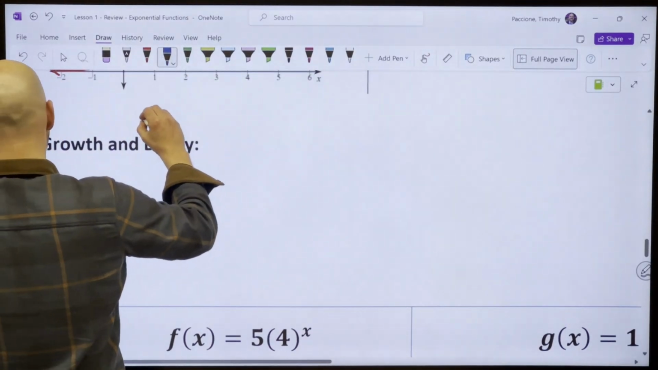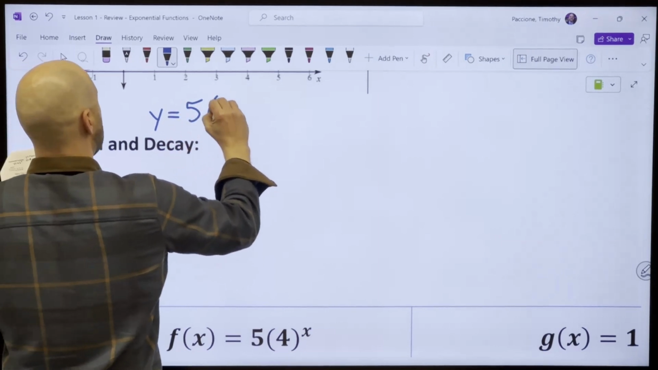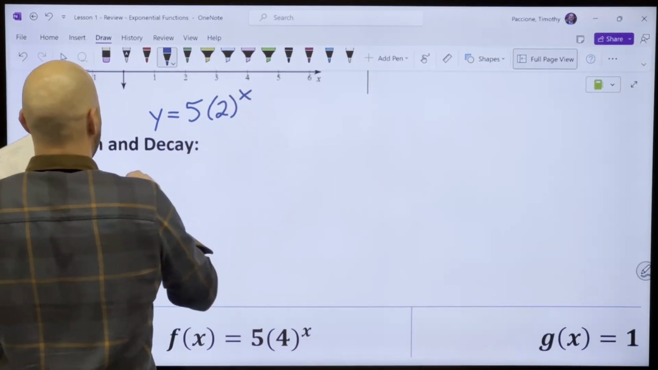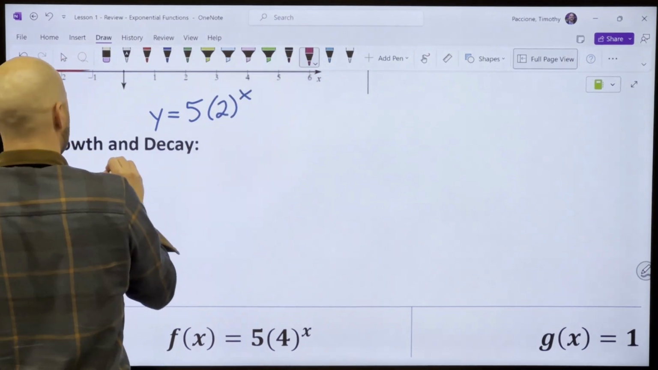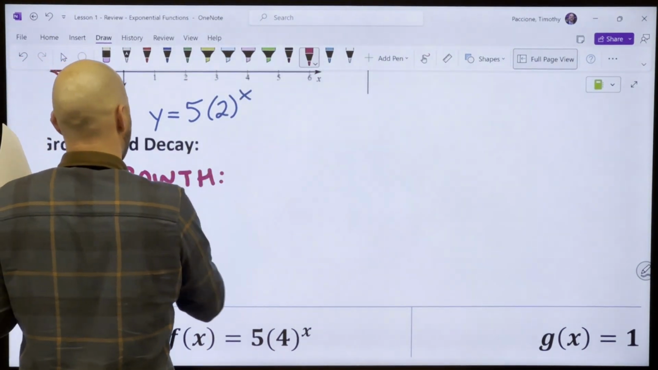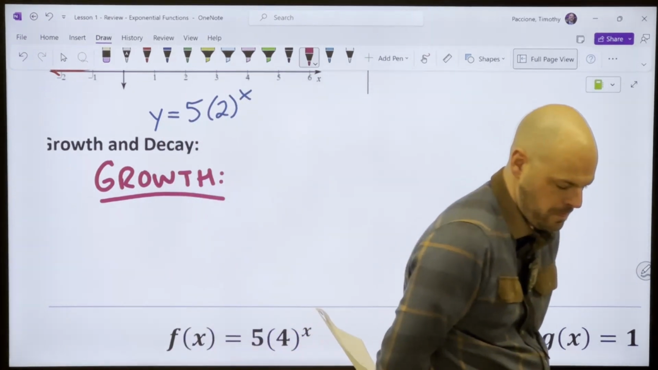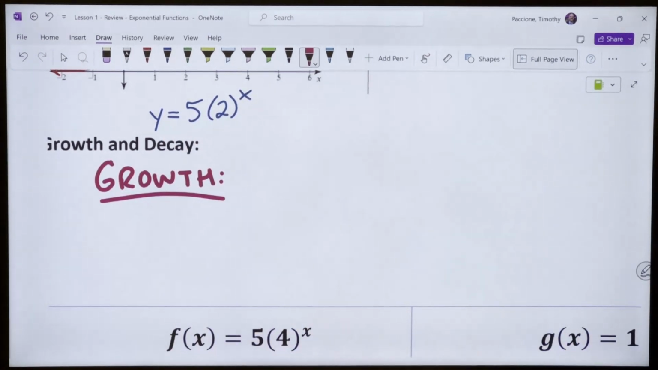Now, our example above was what? Growth or decay? Growth. And here it is again, right? So, why did it grow? Because the multiplier was what?